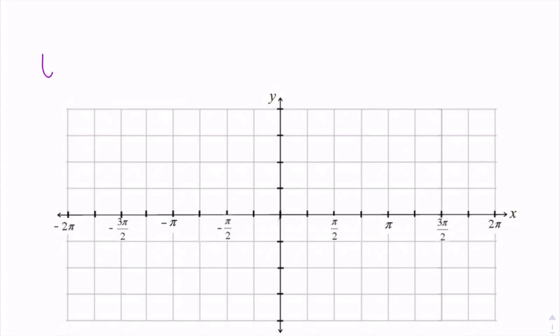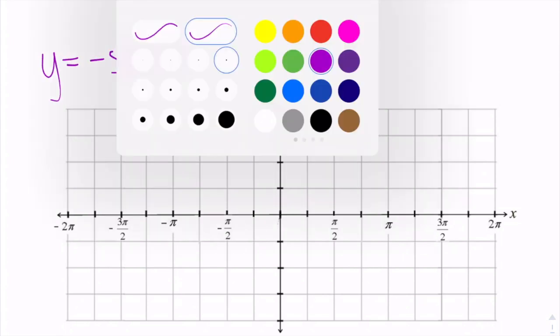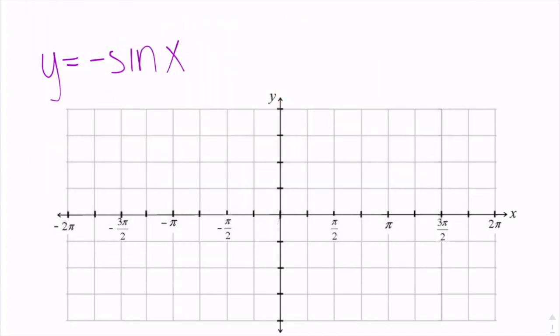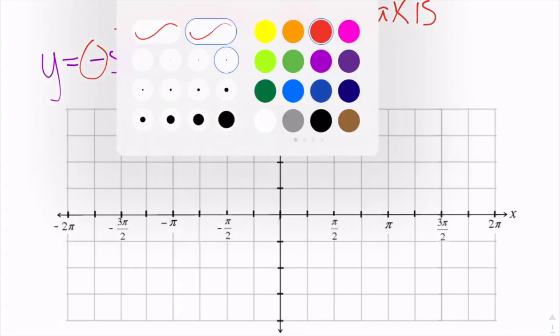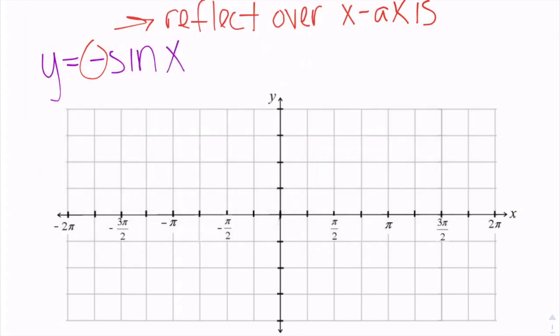The next one we're going to look at is y equals negative sine of x. If you remember from when we were graphing cosine, the negative in front tells us that we are reflecting over the x-axis. We still will start in the middle because that point's not going to change. But then instead of going up next, we're going to go down next, back to the middle, and then up, and then back to the middle.